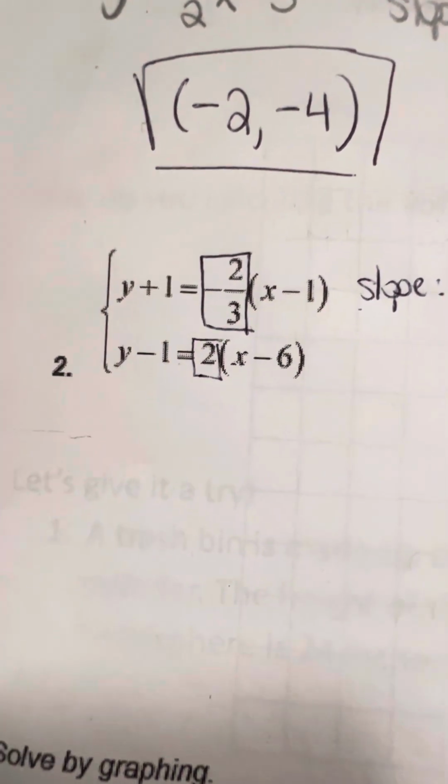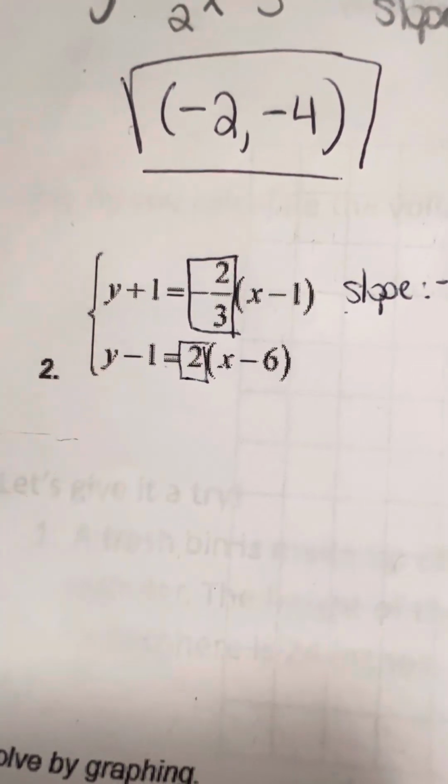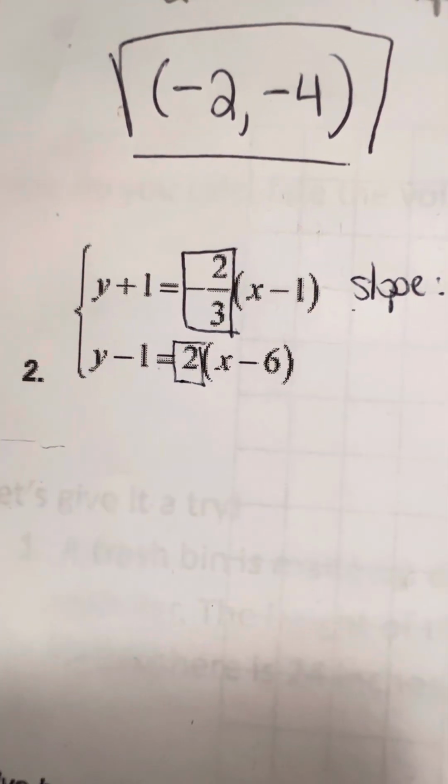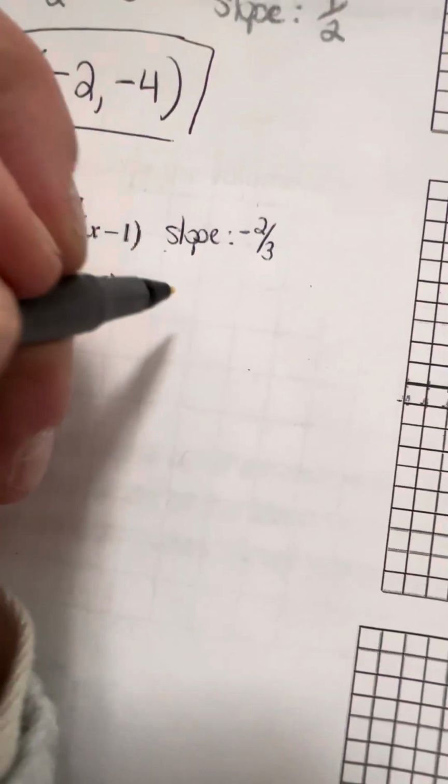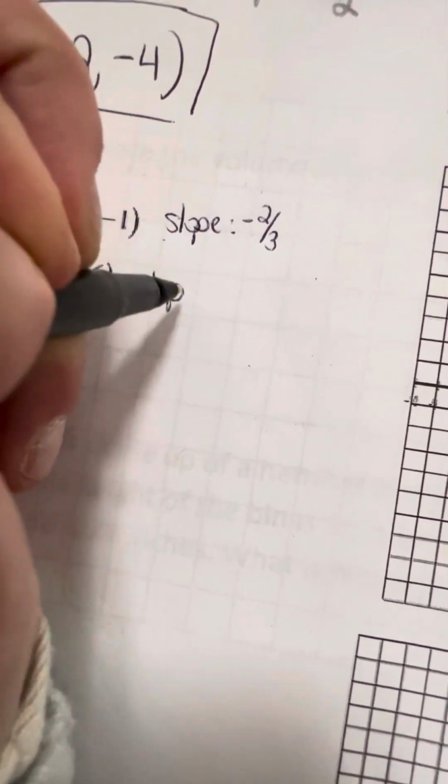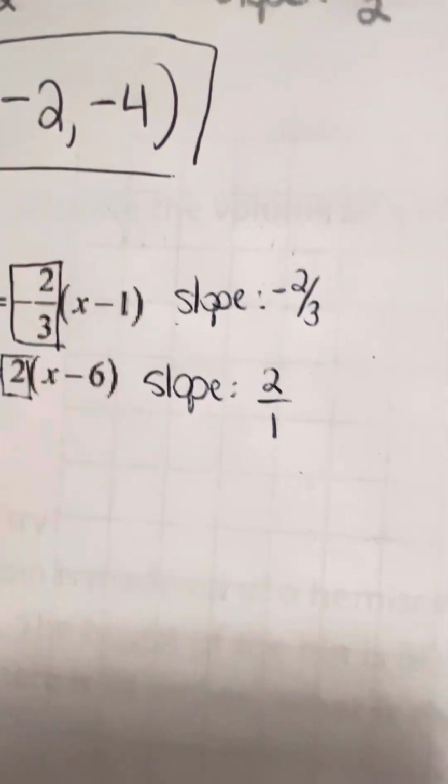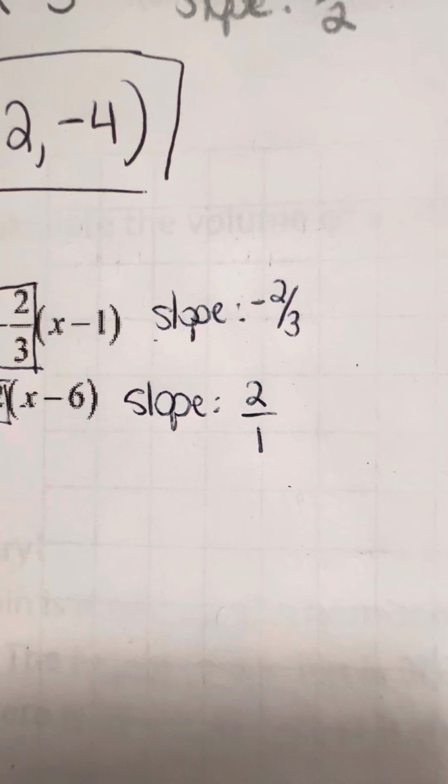So again, when we're graphing on a graph, it's really helpful for our slopes to be in fraction form. So since it's not a fraction and it's a whole number, we are actually going to just put it over 1, because that's going to help us when we're graphing and we do our rise and our run.